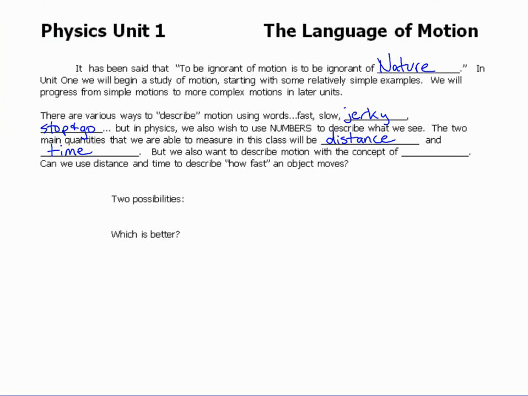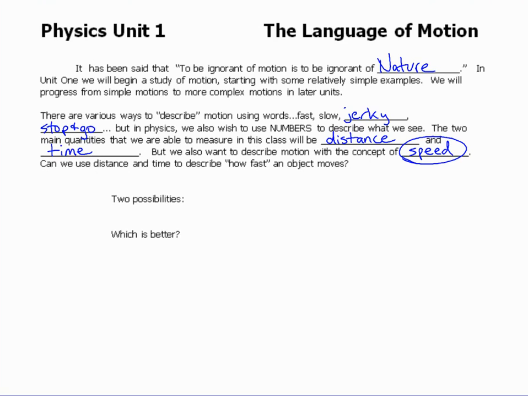We also want to describe motion with the concept of speed. Can we use distance and time to describe how fast an object is moving? Talk about distance, that's how far it's moving. Time, how long did it take to move? Is there a way that we can figure out how fast an object moves?